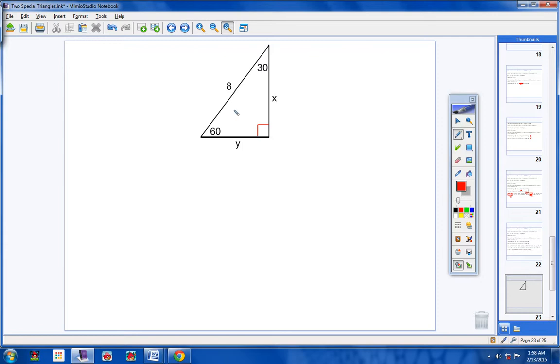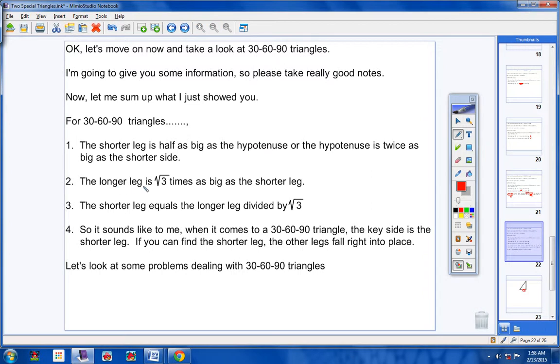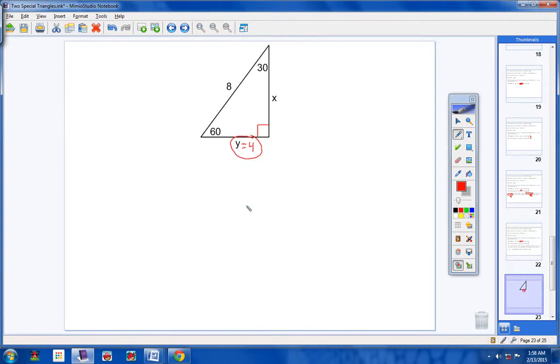Now remember, students, the hypotenuse is always twice as big as the shorter leg. Now here's 30, so y is my shorter leg. So if the hypotenuse is 8, then y is 4. The shorter leg is always half the hypotenuse. Okay? Now, once you know the shorter leg, you know what to do. The longer leg is square root of 3 times the shorter leg. So, we're going to take the shorter leg, 4, and multiply it by the square root of 3, and we'll have the longer leg. So there it is, 4 square root of 3.